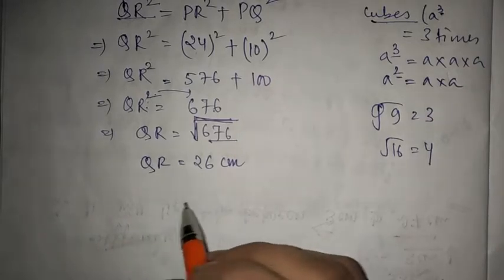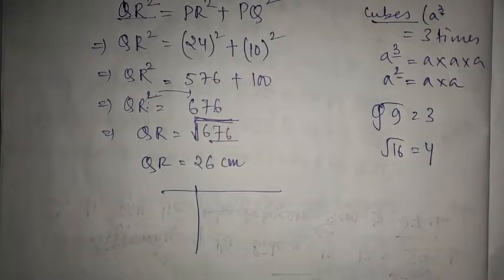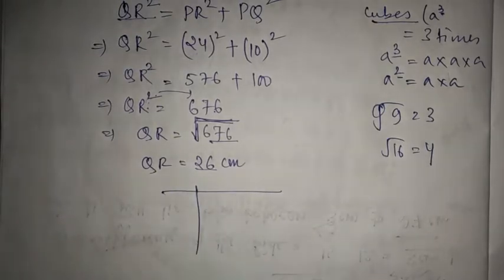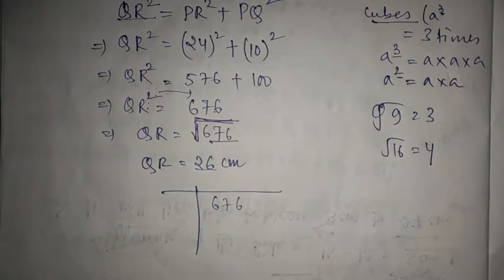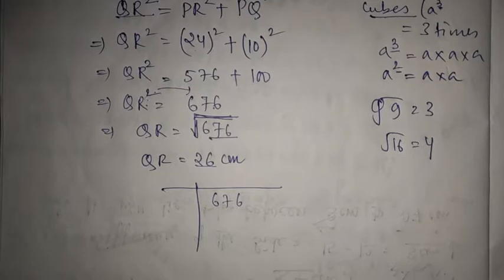So I'll make this for you all. What is the square root of 676? You got the answer 26. Now how did this 26 come? Many of the students still have a problem, even in class 10 and class 11, with how to find the square root. So how to find this?